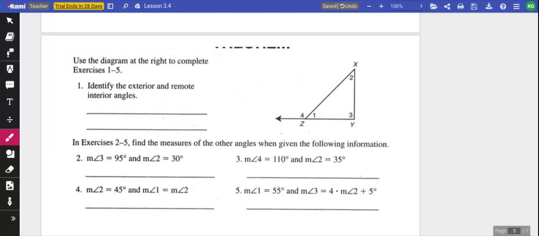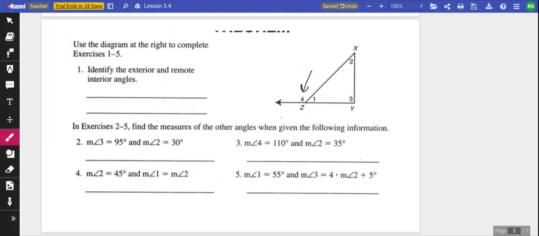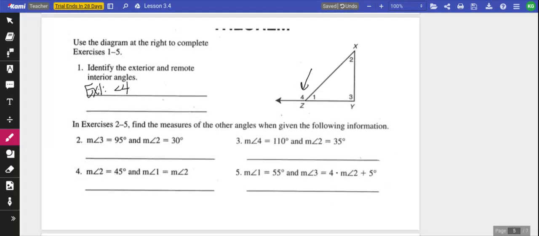In this diagram, we need to identify the exterior angle. The exterior angle is angle 4. Then 1 and 4 make the linear pair, so 2 and 3 are the remote interior angles.